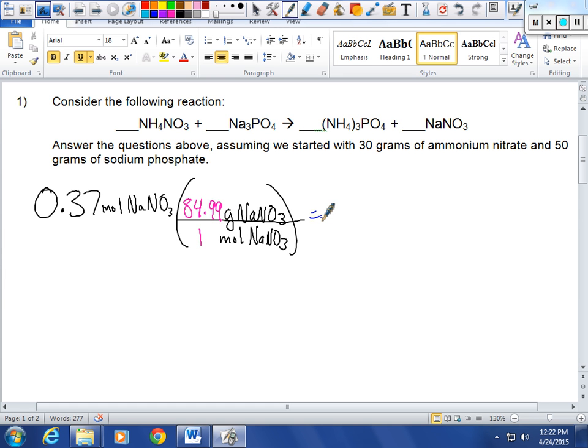Okay, so this is just an easy one-step conversion. So 0.37 moles times, if you make it easier, you can do 85. What'd you come up with? Let's go 2 sig figs. So 32.